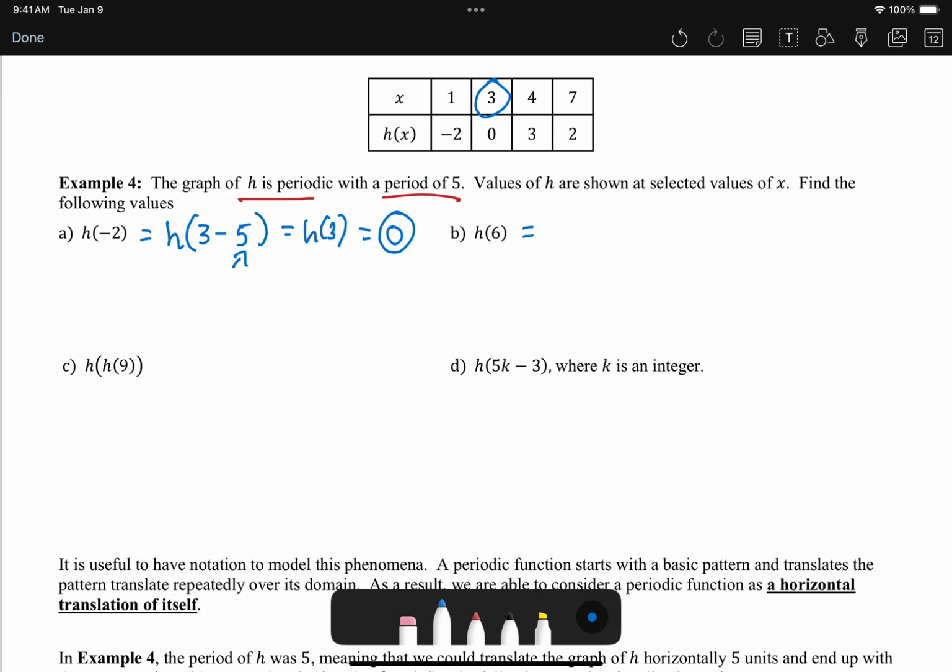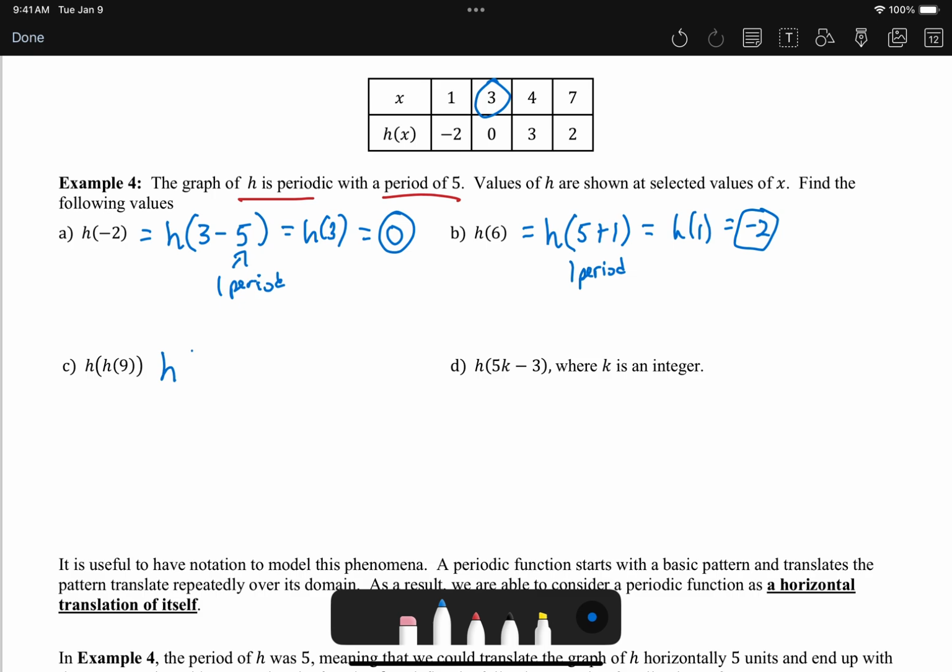Okay, what about h of 6? Hopefully you're saying 5 plus 1, because that's 1 period. So the plus 1 is all we have left. h of 1 is negative 2. It does get harder, trust me.